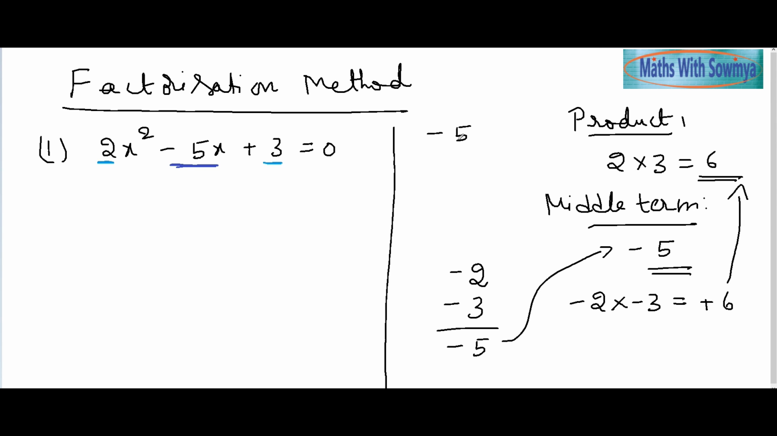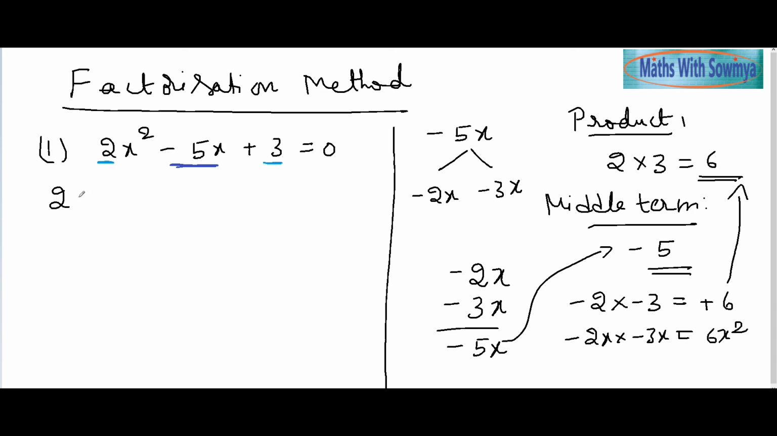That means minus 5x, I am splitting it into minus 2x and minus 3x. Minus 2x minus 3x will give you minus 5x. Similarly, minus 2x into minus 3x will give you 6x², when you multiply 3 into 2. So here, first one you write as it is, 2x². In place of minus 5x, you split it, minus 2x minus 3x plus 3 equals 0.